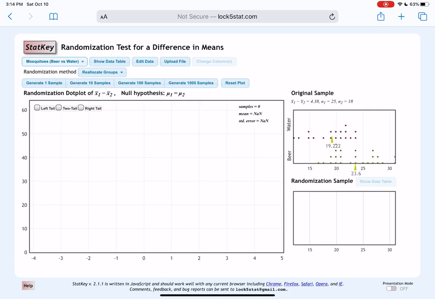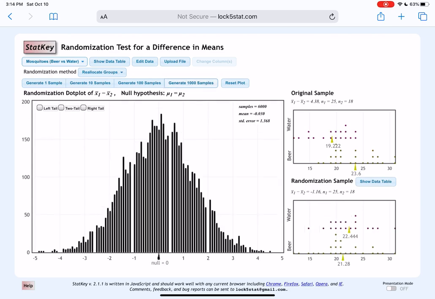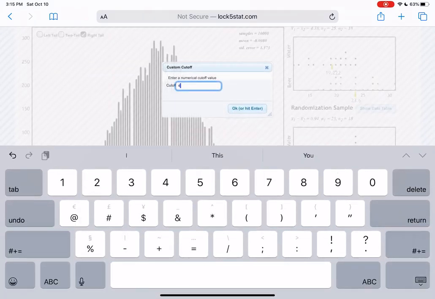And so our alternative hypothesis is going to work the way it's already written. Because if it was calculating this differently, we would need to flip our signs. And hopefully that makes sense to you. If it doesn't, we'll talk about that in class. So we're going to generate 10,000 samples. 1, 2, 3, 4, 5, 6, 7, 8, 9, 10. We're going to do a right tail. And we're going to plug in 4.38. We're going to just use, again, StatKey's values because StatKey has all the data and they're doing it with greater precision.